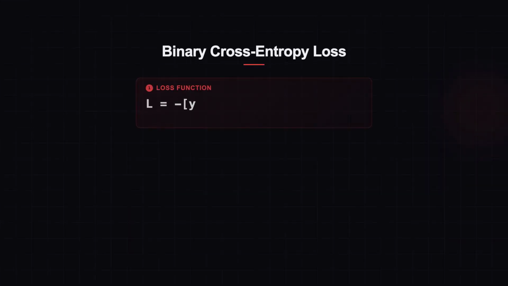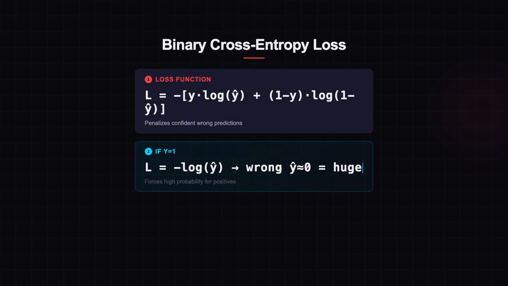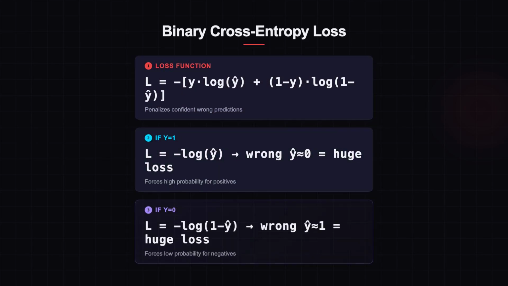The loss function for logistic regression is called binary cross-entropy. It penalizes confident wrong predictions heavily. If the model says 99% spam, but it's not spam, the loss is huge. If the model says 99% spam and it is spam, the loss is tiny. This pushes the model to be both correct and confident.